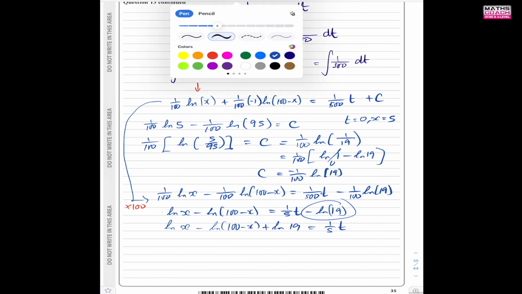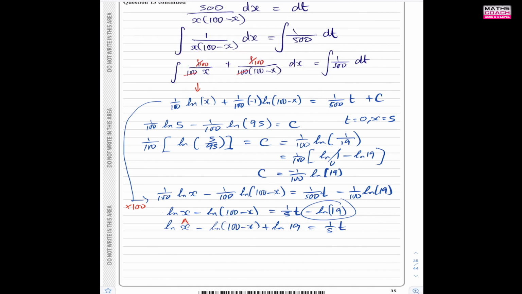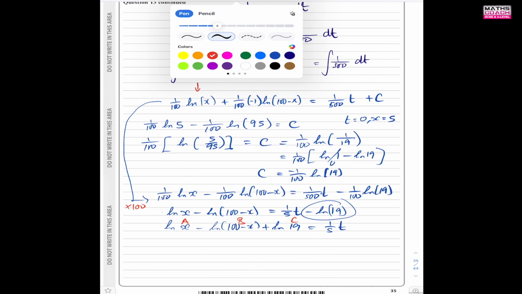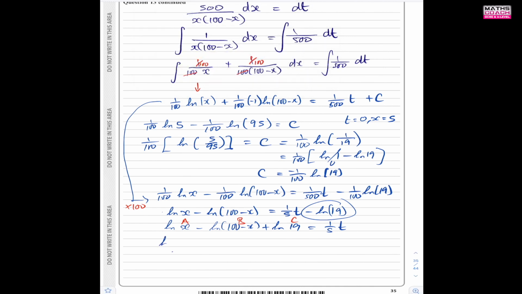Then use the laws of logarithms. ln a minus ln b will be ln of a over b, plus ln c, which would multiply. So what we now have is a single ln: ln of 19x over (100 minus x) equals 1/5 of t. So take e of both sides, so we get 19x over (100 minus x) equals e to the power of 1/5 of t.